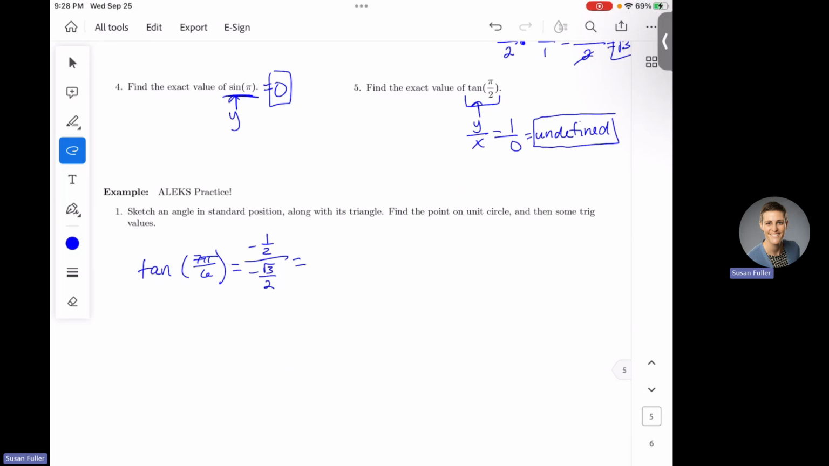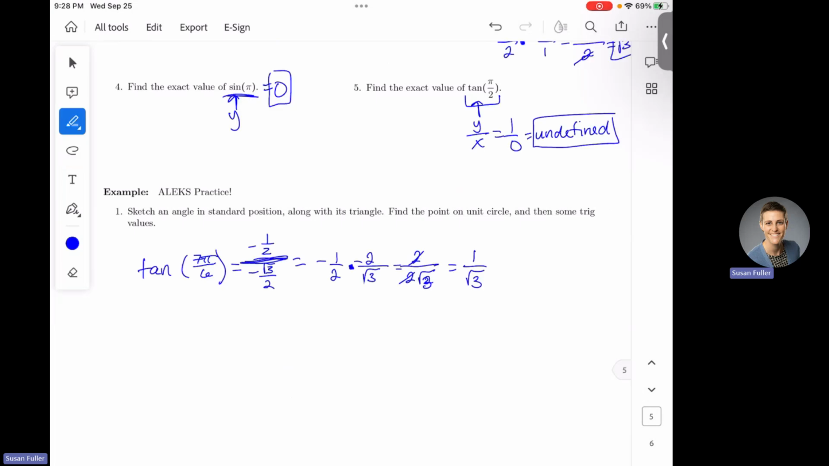To divide these, I'm going to keep the top, change division to multiplication, and flip the bottom, making it negative 2 over root 3. The negative can really go anywhere you need it to be. You'll multiply across. A negative times a negative is a positive. We will get 2 over 2 times root 3, and my 2's cancel, and I get 1 over root 3.